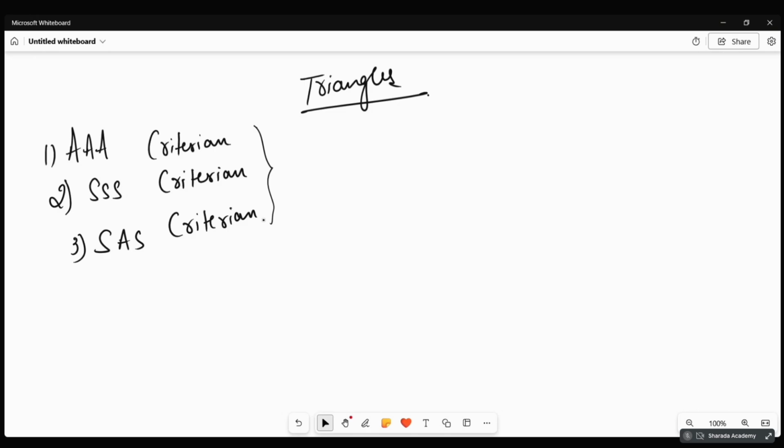AA criterion means if the two angles or the three angles are equal in both the triangles, then they are similar. SSS means what? If the three sides are proportional in both the triangles, we can say that the triangles are similar. SAS: if two sides are proportional and the included angle with them is equal, then the two triangles will be similar. So all the three criterions we studied.